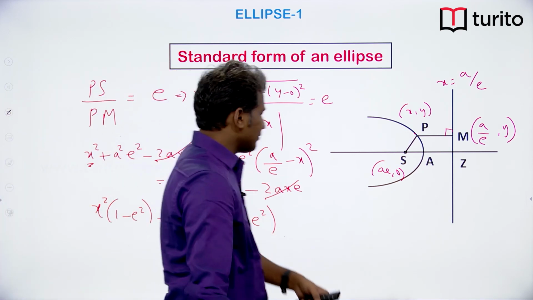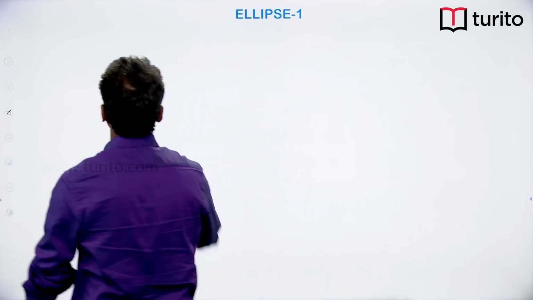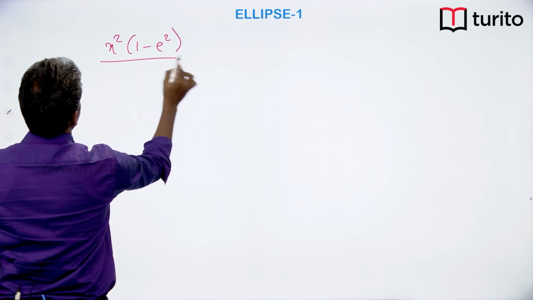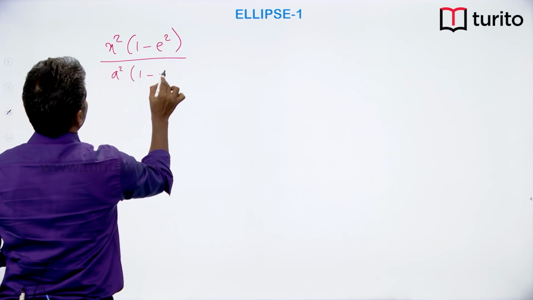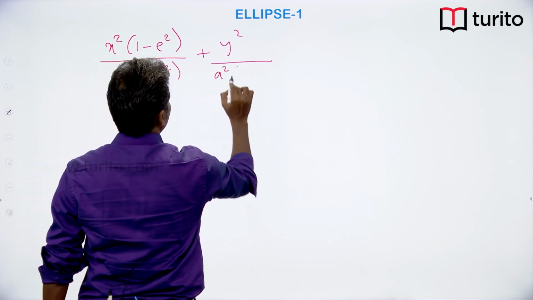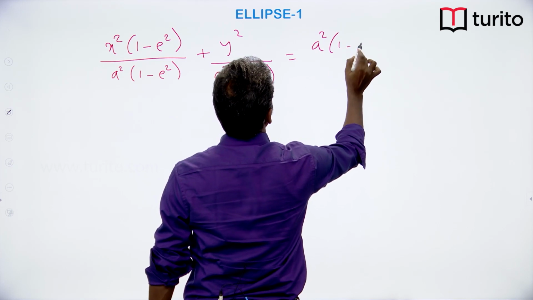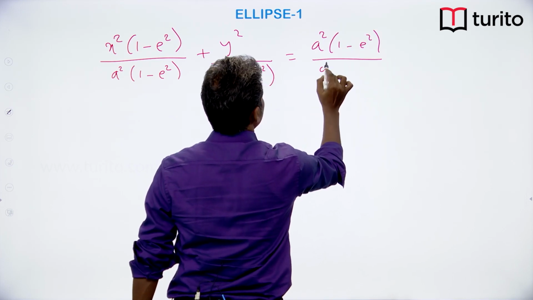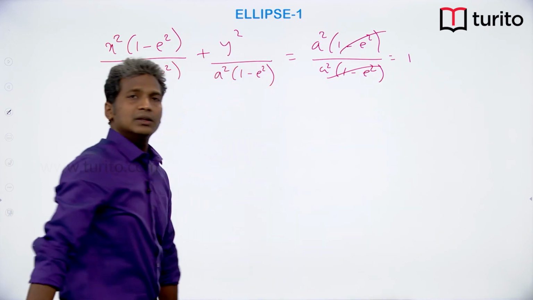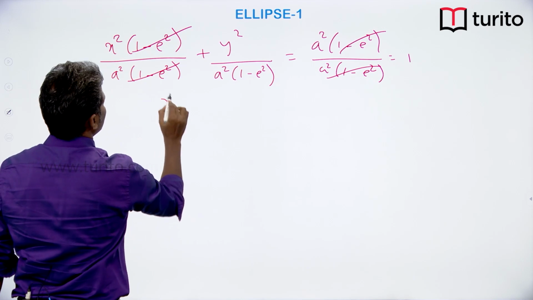Now, if I divide both sides by a square into 1 minus e square, what do I get? x square into 1 minus e square by a square into 1 minus e square, plus y square by a square into 1 minus e square, equal to a square into 1 minus e square by a square into 1 minus e square. This will come out to be 1. Here 1 minus e square also gets cancelled, you know this standard drill.